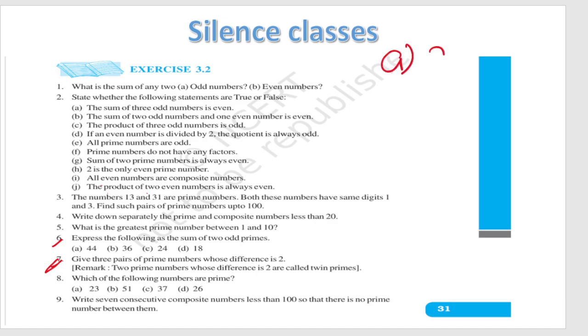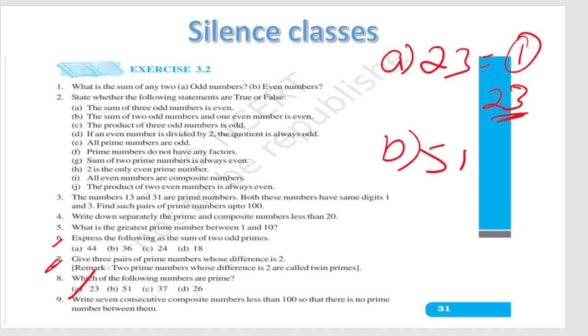Let's say part A, 23. Is 23 a prime number? Yes, 23 is a prime number because it is only divisible by 1 and by itself. There is no other number. Now part B, 51. Is 51 a prime number? No, because 51 is divisible by 3. Let's see, 3 ones are 3, 3 sevens are 21. It means it is divisible by 3 also. So 51 is not a prime number.